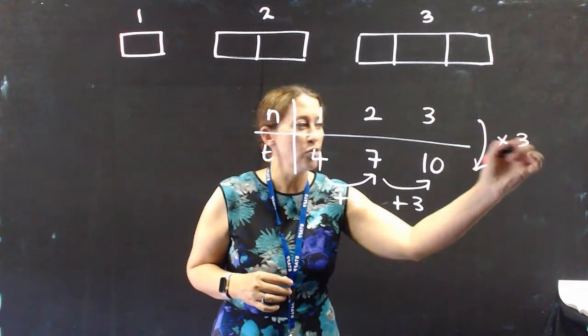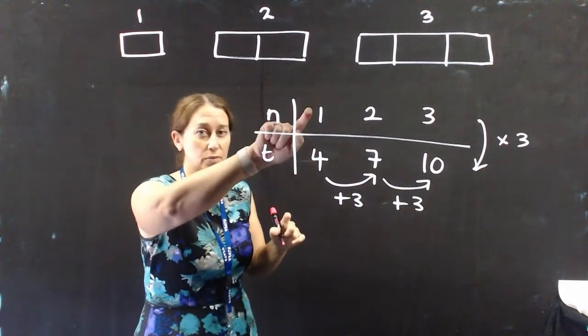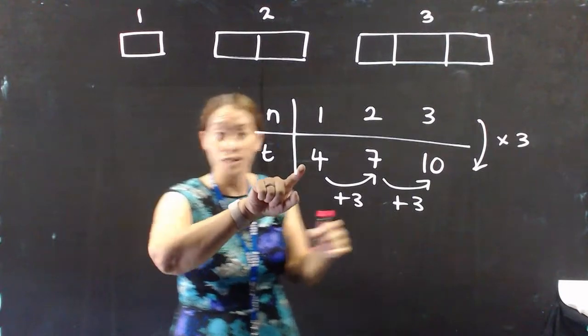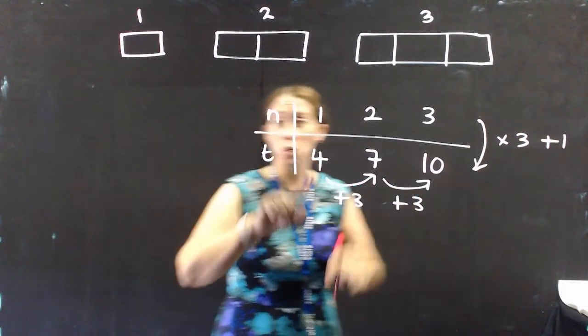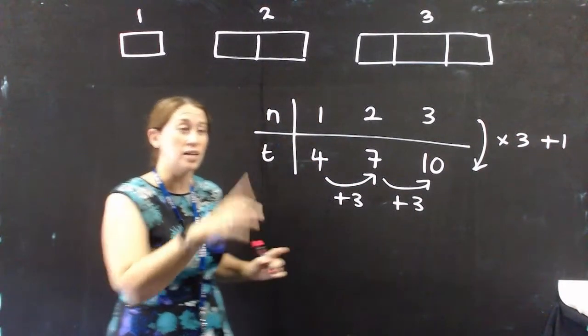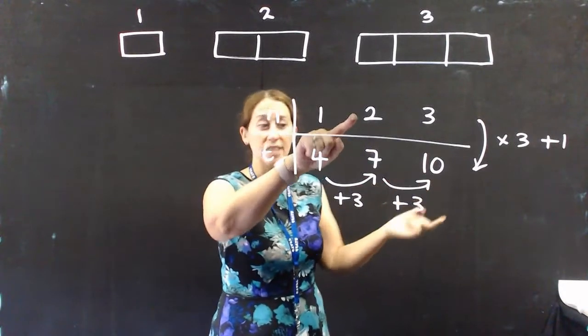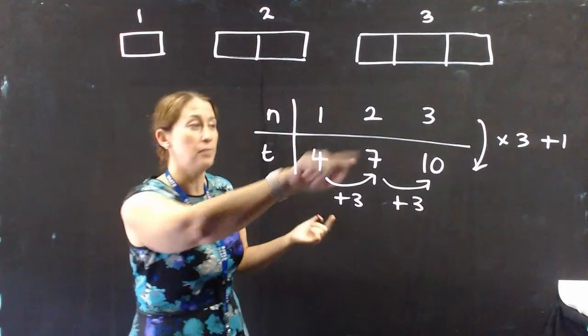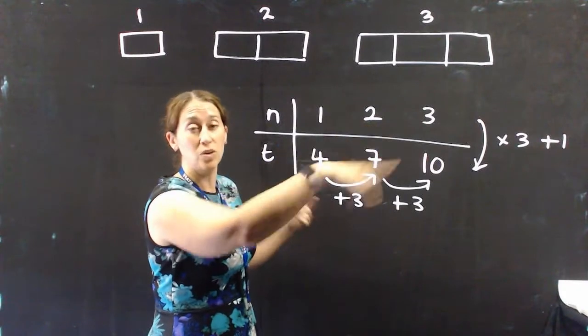If we multiply by 3, let's see what happens. 1 times 3 is 3, plus 1 is 4. So the rule could be times by 3, add 1. Let's check it. 2 times 3 is 6, add 1 gives us 7. 3 times 3 is 9, add 1 gives us 10.